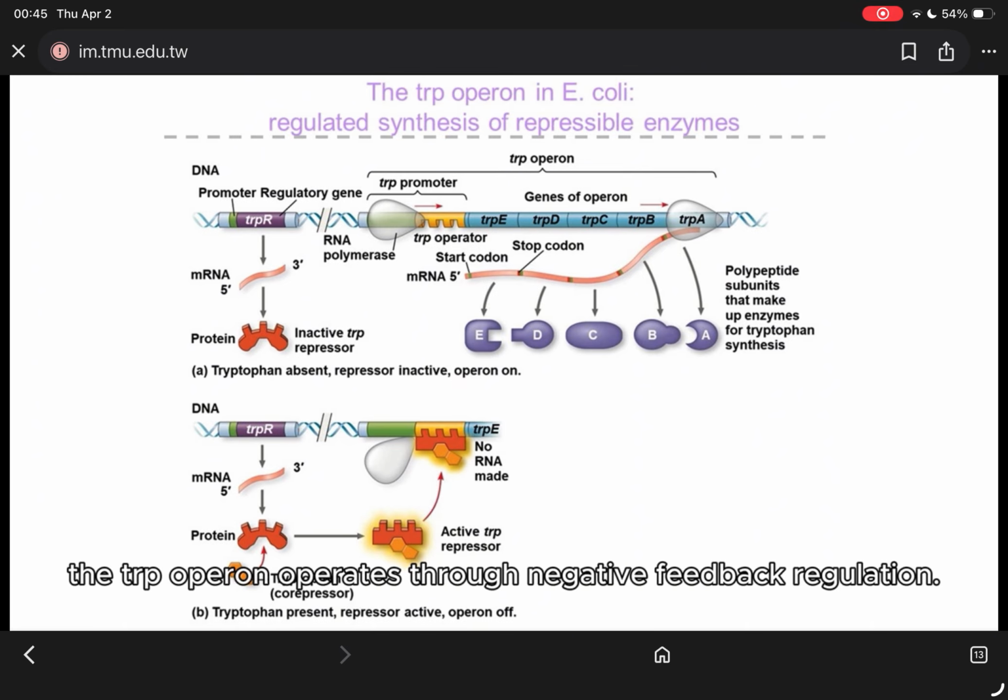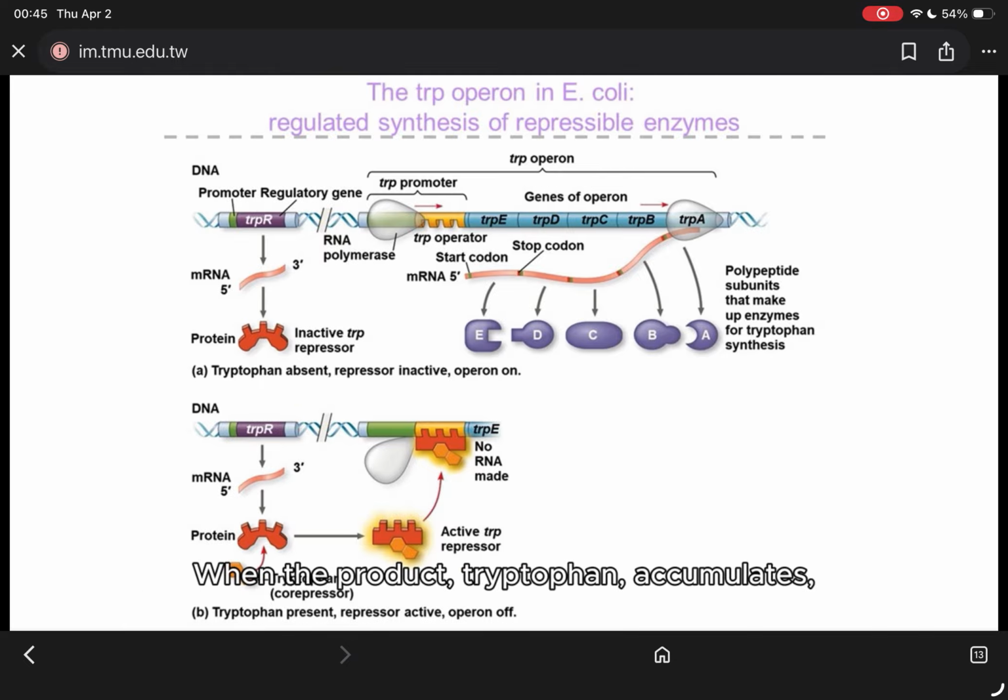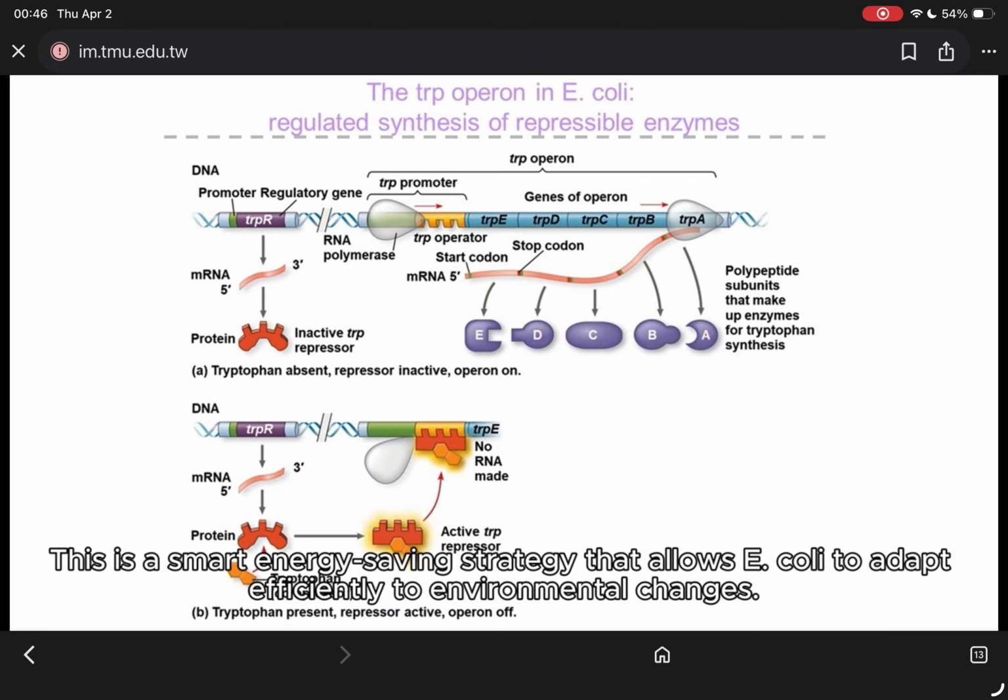Thus, the trp operon operates through negative feedback regulation. When the product, tryptophan, accumulates, it inhibits its own synthesis. This is a smart energy-saving strategy that allows E. coli to adapt efficiently to environmental changes.